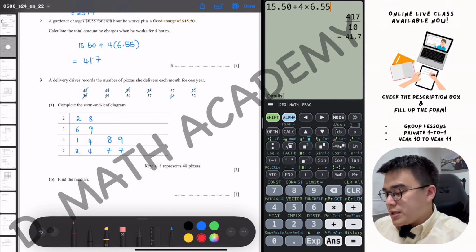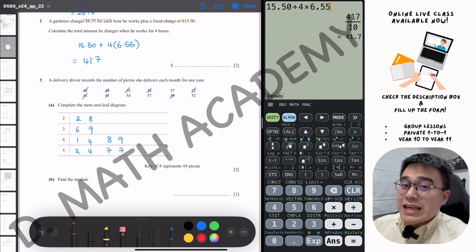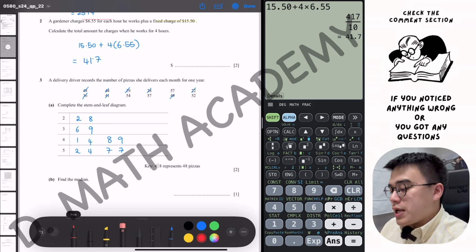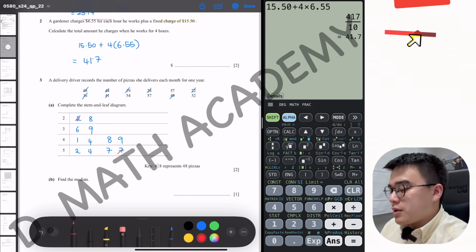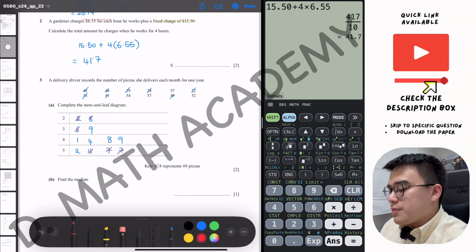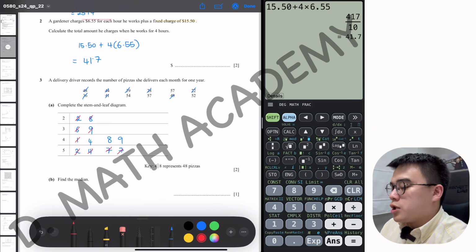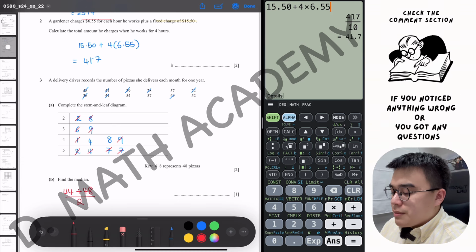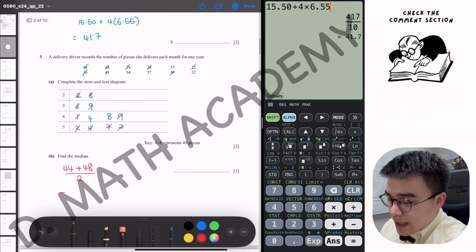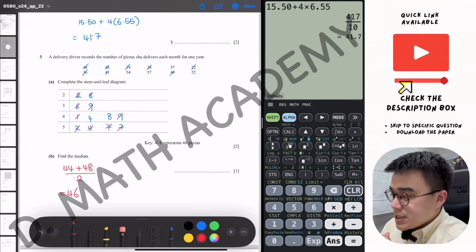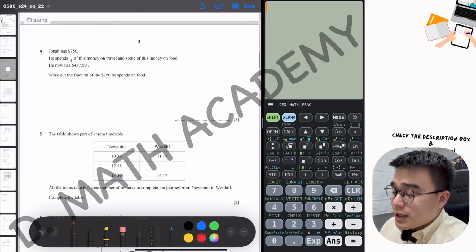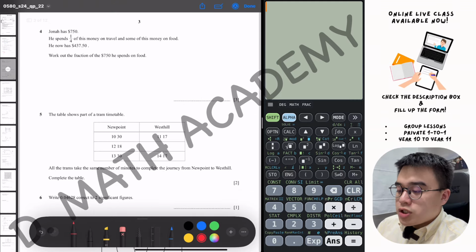Finding the median is quite straightforward. How it works is you have to backtrack to the center. So what I'm going to do is cut off one from the smaller number, then the bigger, smaller, bigger, smaller, bigger, smaller, bigger, and then you have a center of 44 and 48. So please add them up and divide by 2. You should end up with 46. Okay, so that's it for question 3. We are done on the first page. Moving on to question 4.